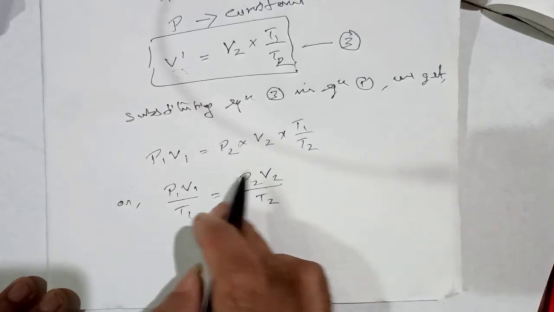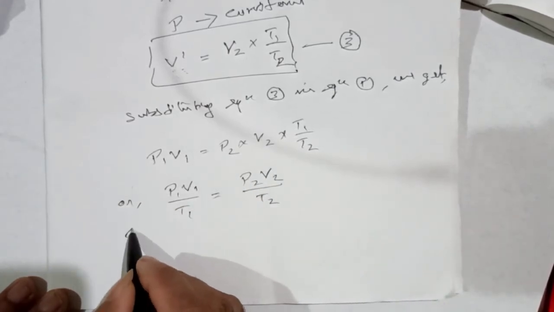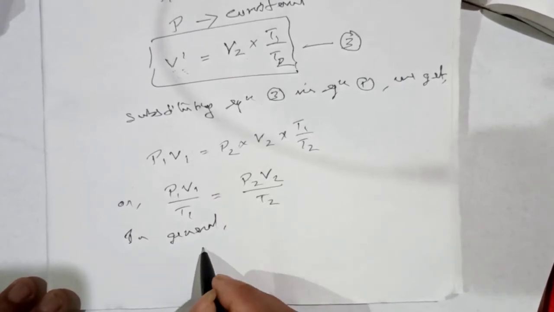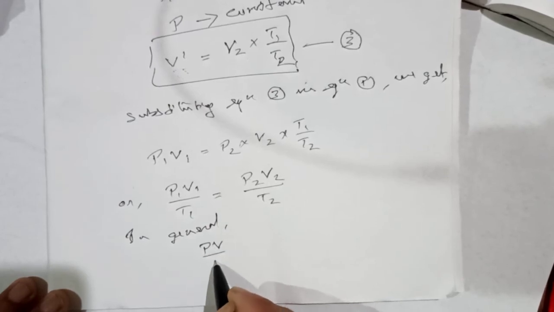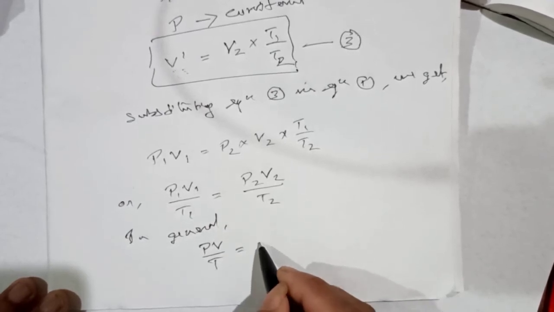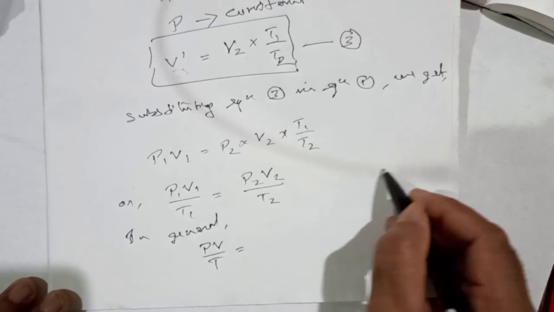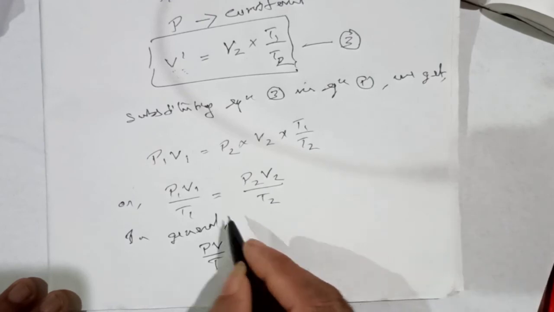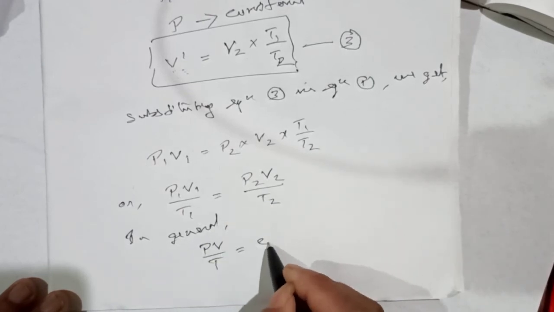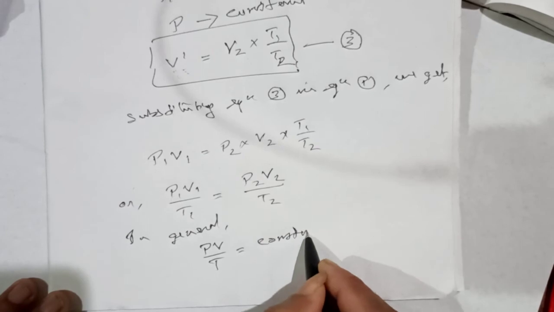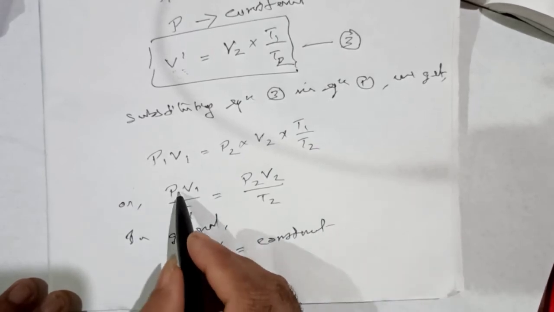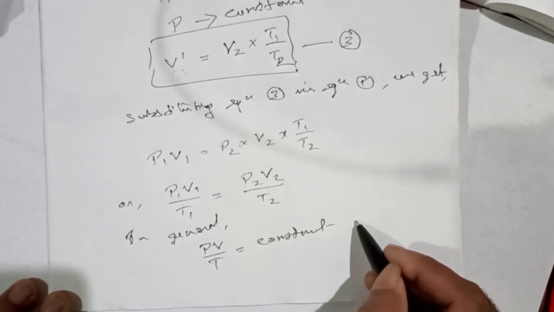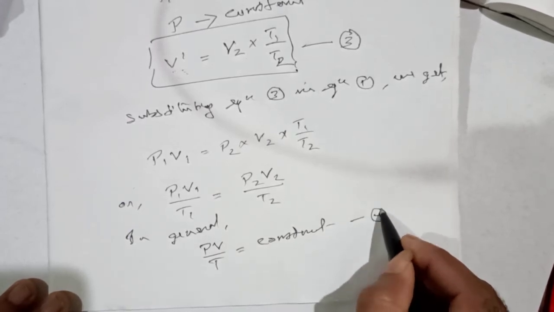That means in general we can write PV by T equal to constant. It will go on, and the same thing, P3 V3 by T3. So this means that it is constant. So PV by T equal to constant. Let's say this is equation number 4.